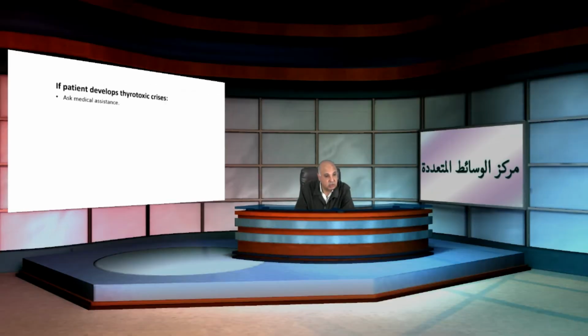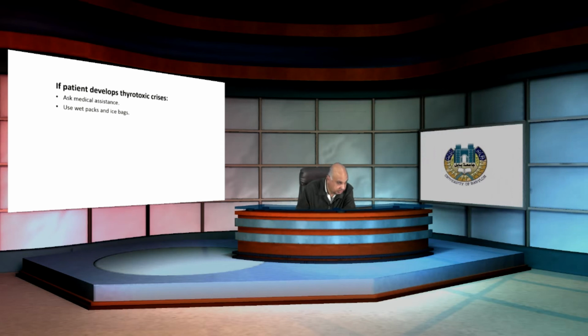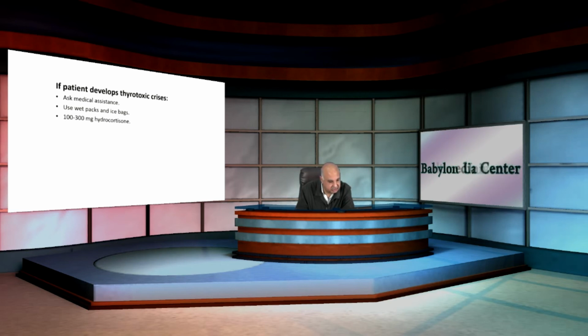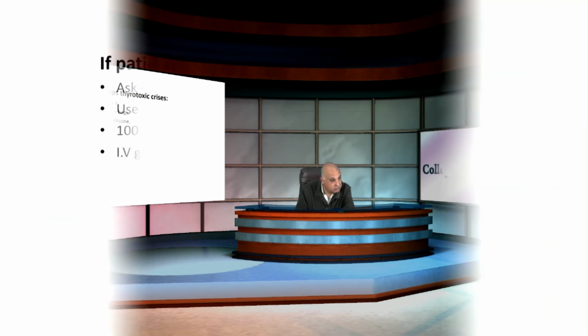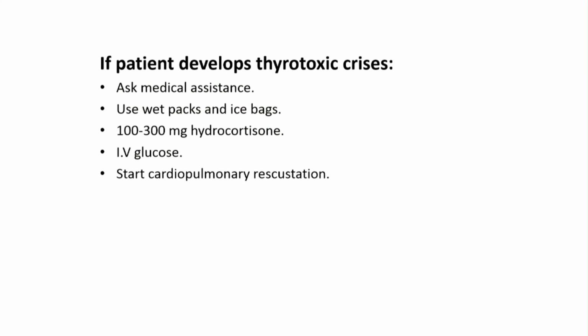First of all, we have to ask for medical assistance. Then we can use wet packs and ice packs, because the patient complains of heat intolerance, so we use ice bags. Also, we can give the patient 100 to 300 milligrams of hydrocortisone intravenously or intramuscularly. We can give the patient IV glucose, and also we can start cardiopulmonary resuscitation.